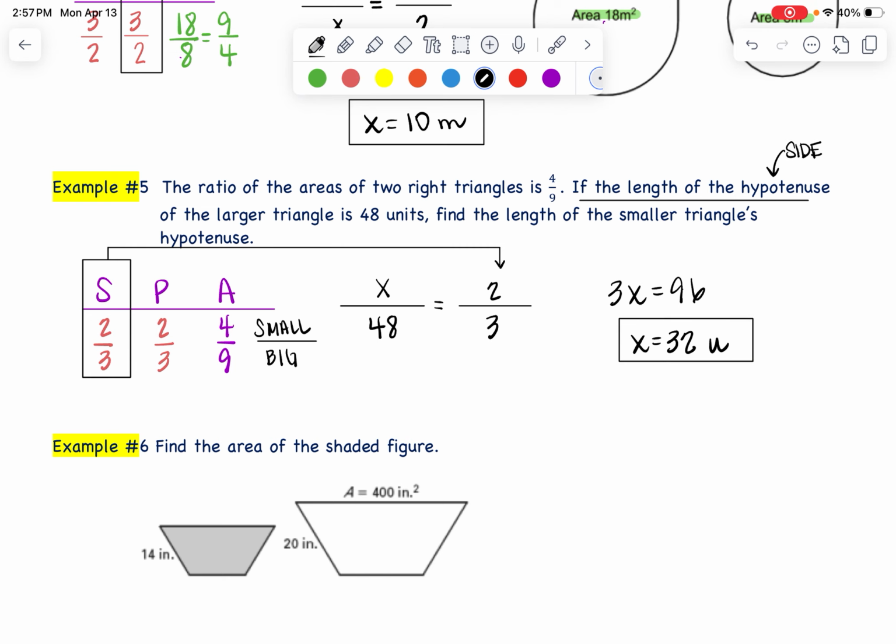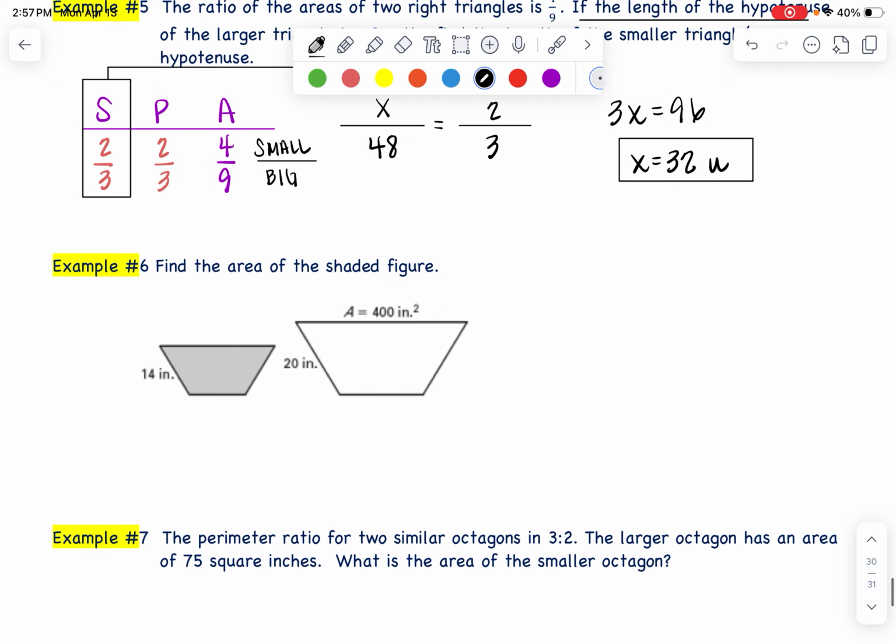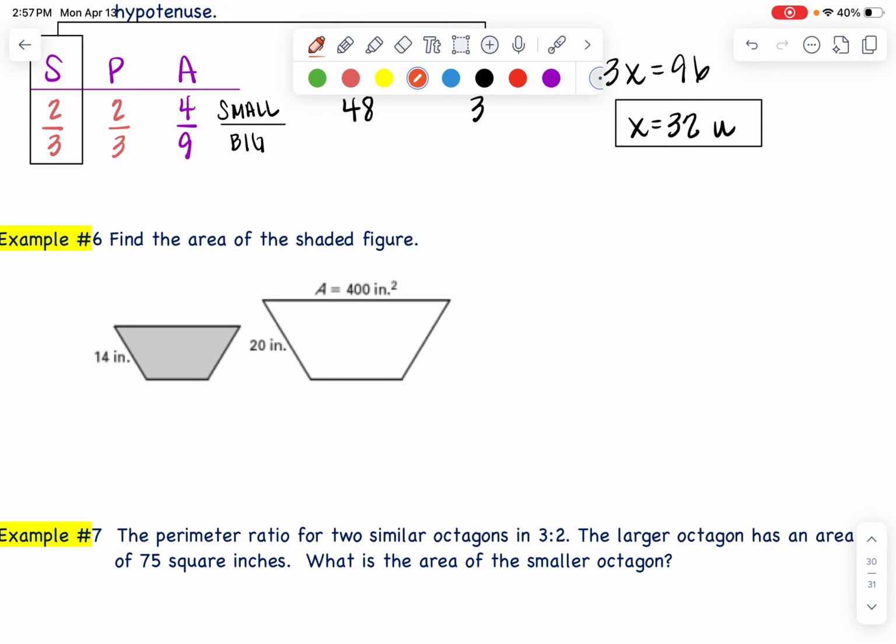Okay. All right, got a couple left here. Example 6, find the area of the shaded figure. I'm going to set myself up a SPA chart, and then I'm going to ask myself, what ratio do I know? If you look at your diagram, the only ratio I have enough numbers to complete is the side lengths of 14 to 20, right? So I'm going to put 14 to 20.